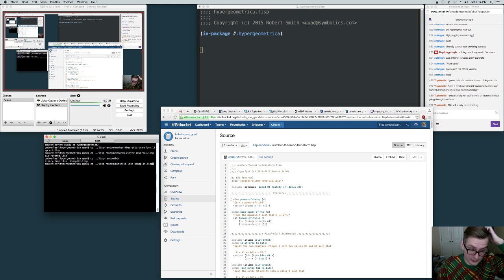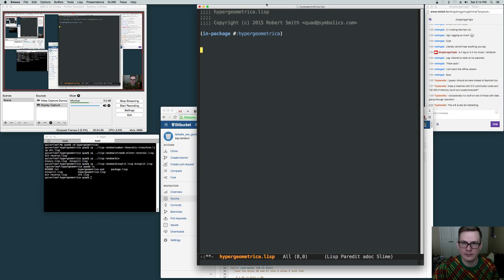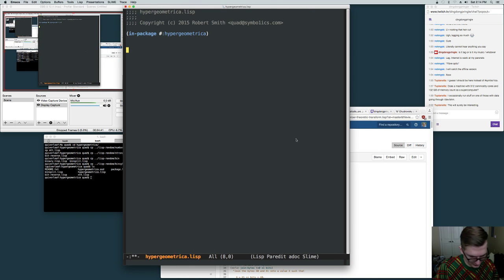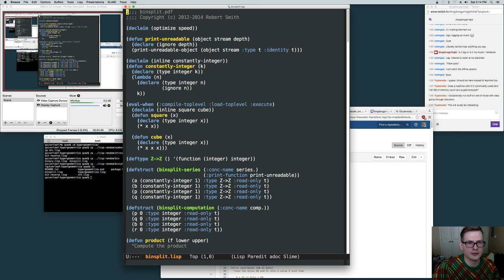So this is code I've written. I'm going to step through the code a little bit so we know what we have on the table. So I have all these things. I'll look at it in Emacs. So first let's look at the simplest-ish of them, which is the binary splitting stuff.